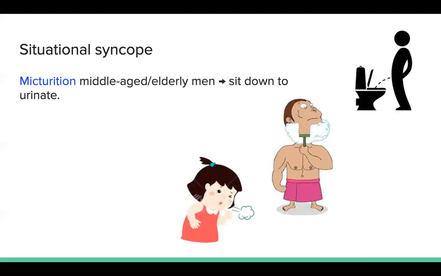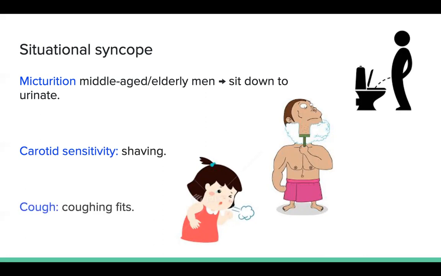There's also something called situational syncope. There are certain situations where patients can collapse. First, micturition syncope. This usually occurs in middle-aged men that stand up to urinate. Essentially, the treatment is to ask them to sit down. Carotid sensitivity is a phenomenon that involves carotid massage, essentially, and that can occur from shaving. And cough syncope as a result of having a coughing fit. So it's important to understand what the patient was doing prior to their collapse.